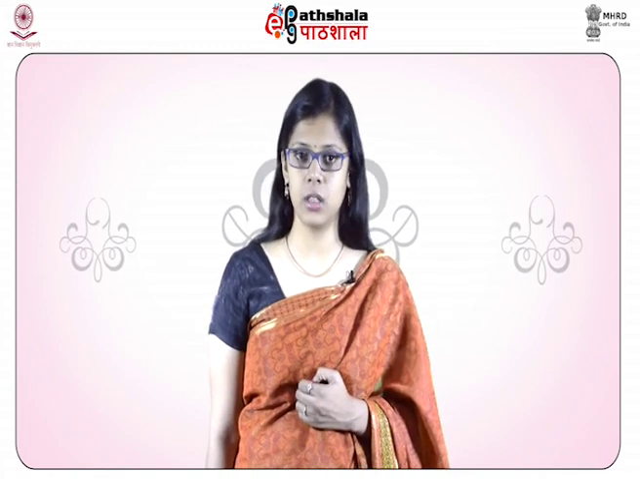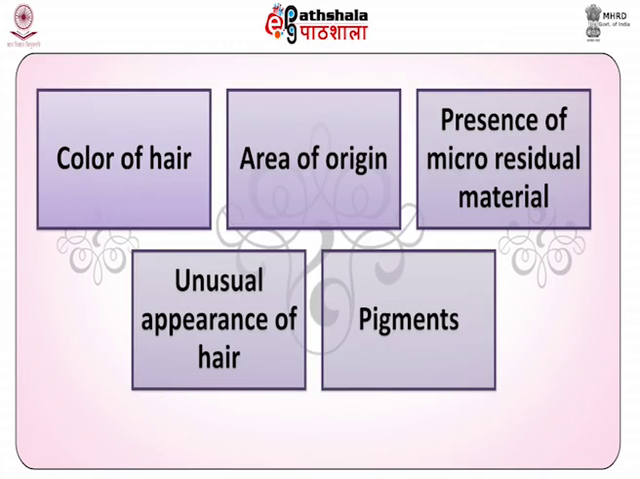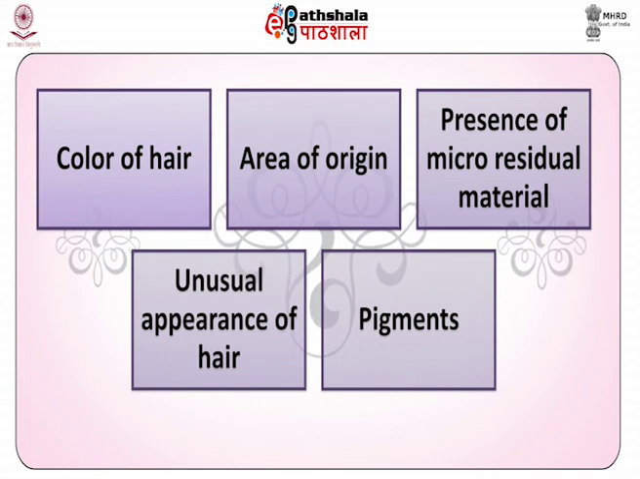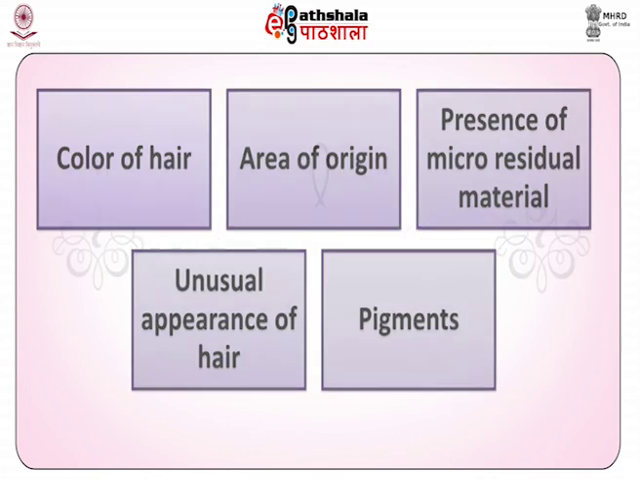Hair grows at an average of 1 cm per month. There are certain features which are observed and compared for the identification of hair, like color of hair, area of origin, presence of micro-residual material, unusual appearance of hair and the pigments.